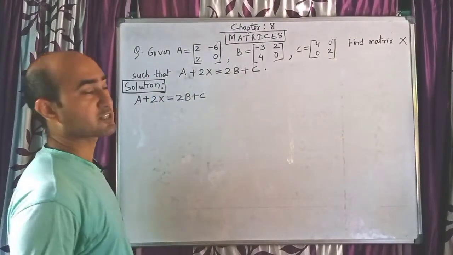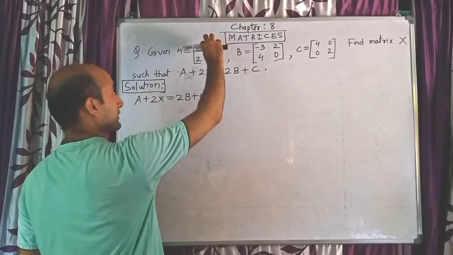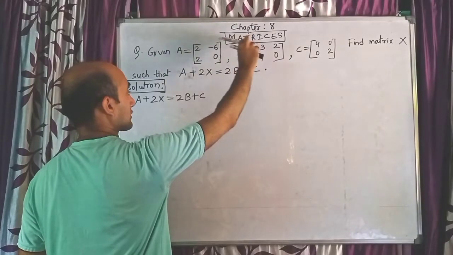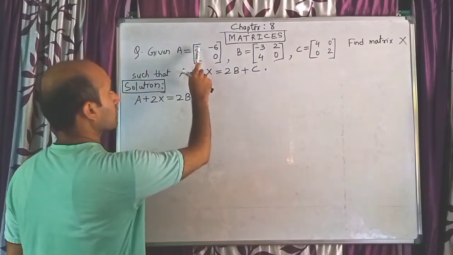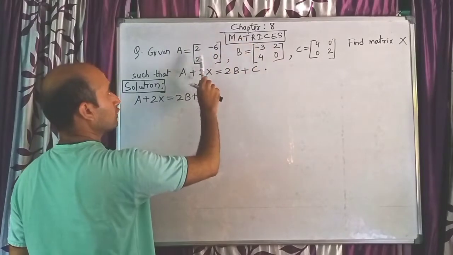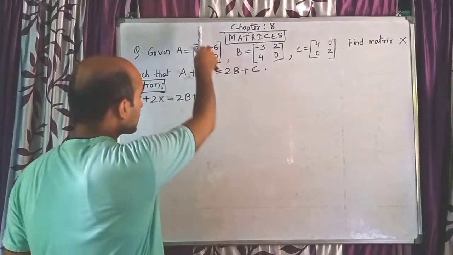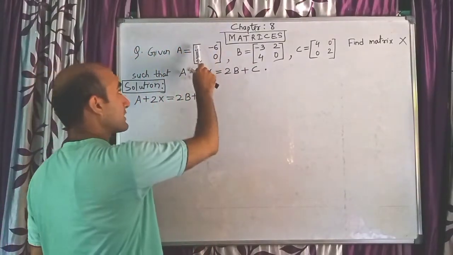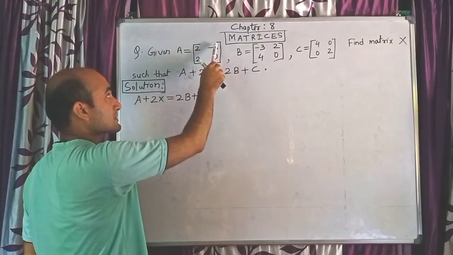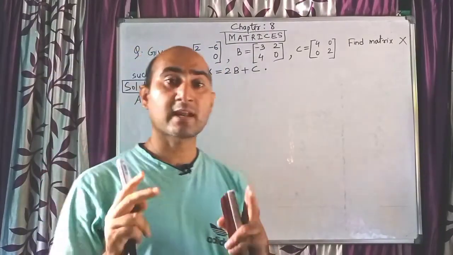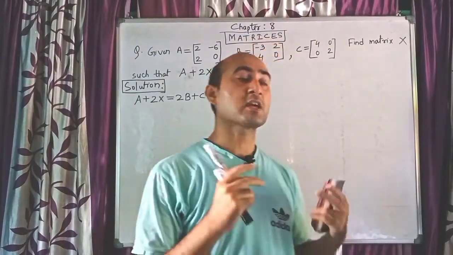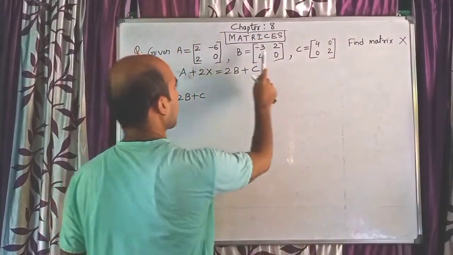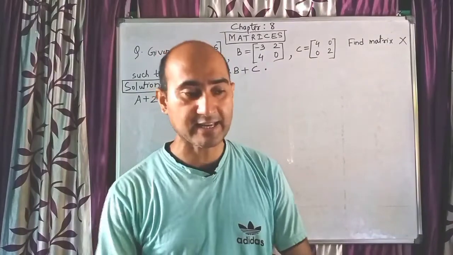And one more thing I want to tell you, children. The horizontal lines in this formation are called rows. So 2, -6 is the first row, and 2, 0 is the second row. The vertical formation is called columns. That is, 2, 2 is the first column, and -6, 0 is the second column. When there are 2 rows and 2 columns, such a matrix is called a 2 into 2 size matrix. So all these 3 matrices are 2 into 2 size matrices.